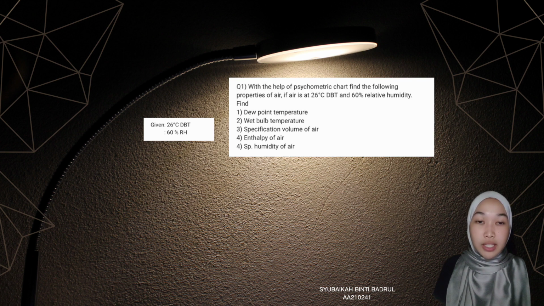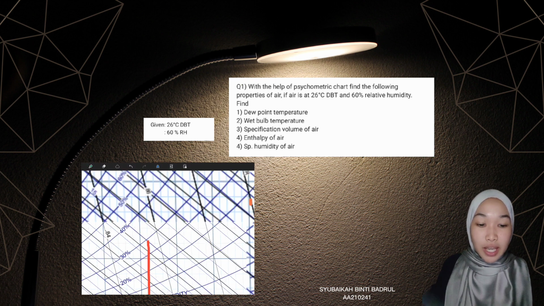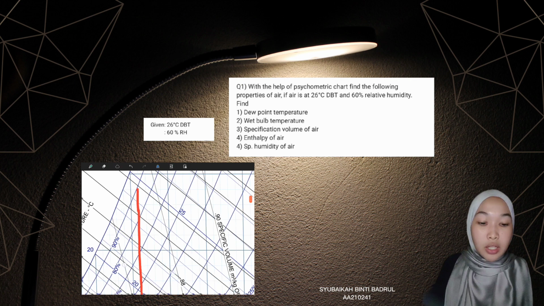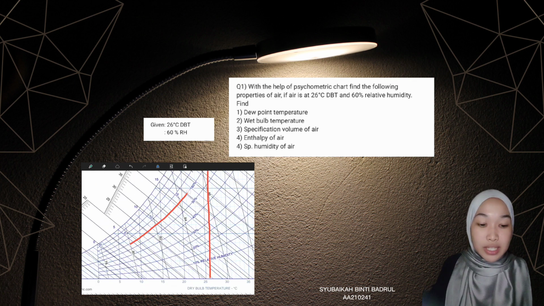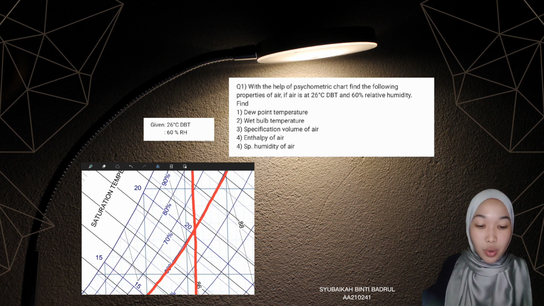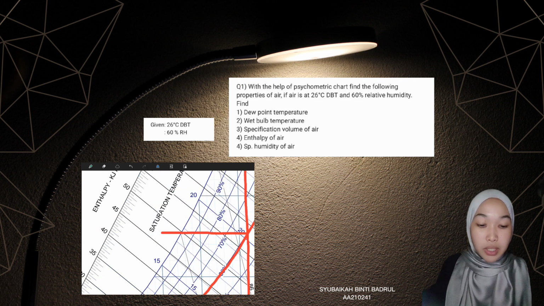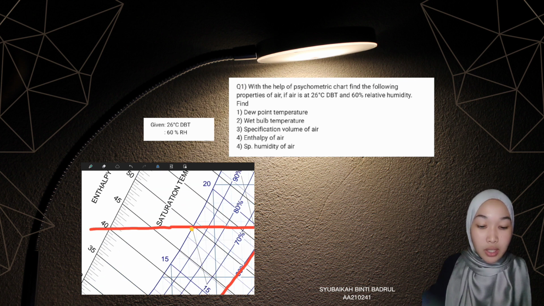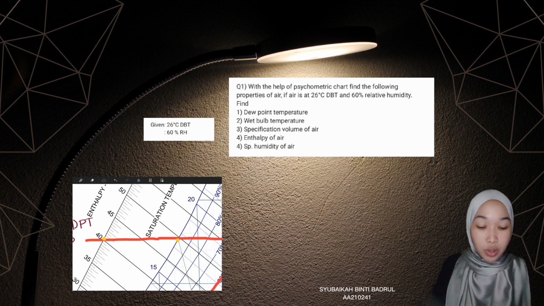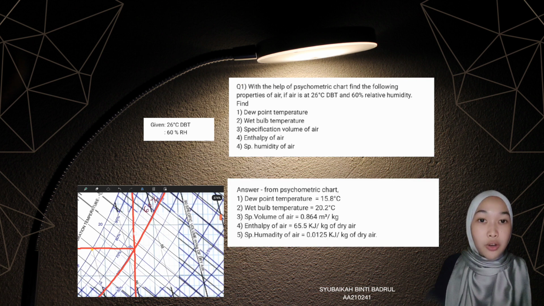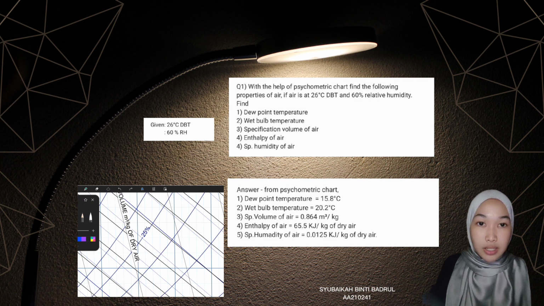First, we will write down the data which have been provided. The given data is air at 26 degrees dry bulb temperature and 60% relative humidity. First, we have to take the dry bulb temperature, which is the 26 degree DBT line. We take it till it meets the curve at relative humidity 60%, and once it is plotted, we extend this line. We got dew point temperature as 15.8 degrees Celsius.